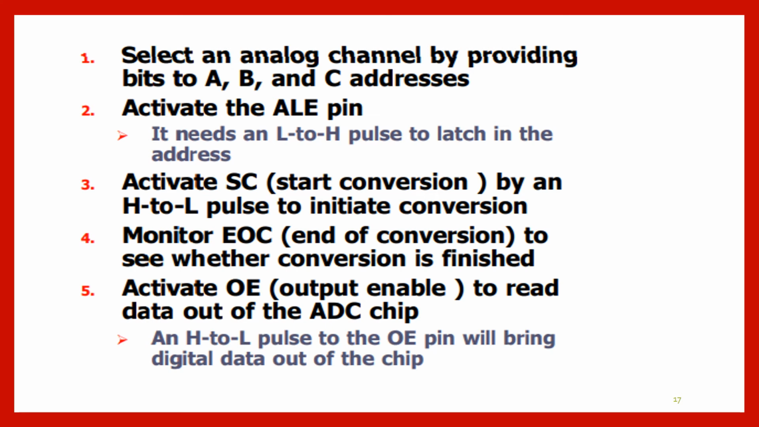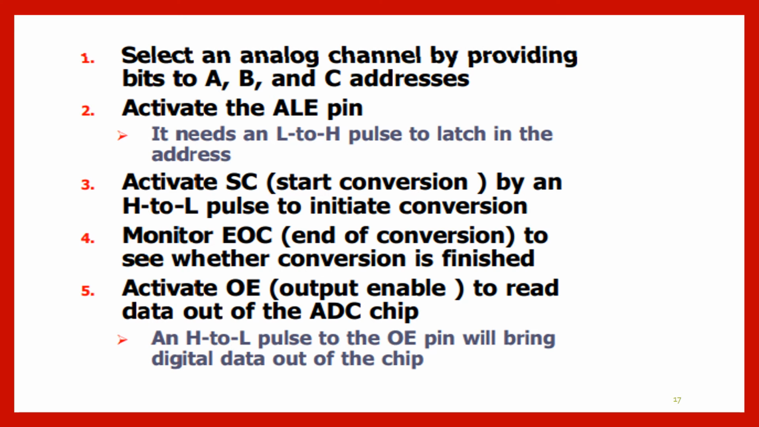These are some of the standard steps which we follow whenever we use an ADC in any application, not necessarily this particular one or that one. So here is the summary. First of all, you have to select the analog channel by providing bits to the A, B and C addresses. Then you have to activate the ALE pin. It needs to be a low to high pulse to latch in the address. Then there will be the start of conversion. You have to activate it by a high to low pulse to initiate conversion.